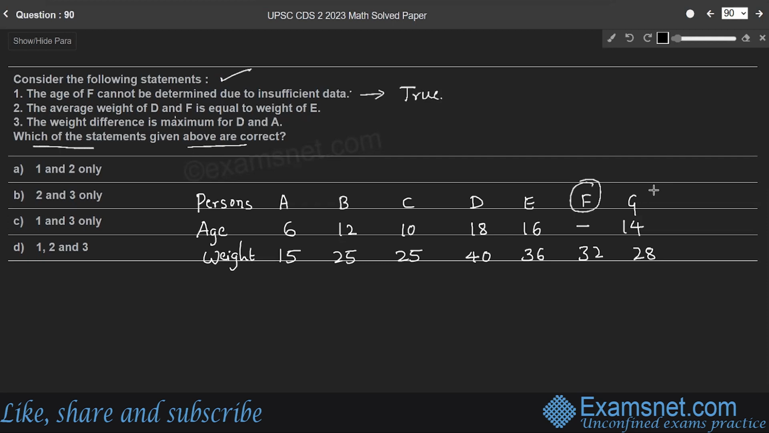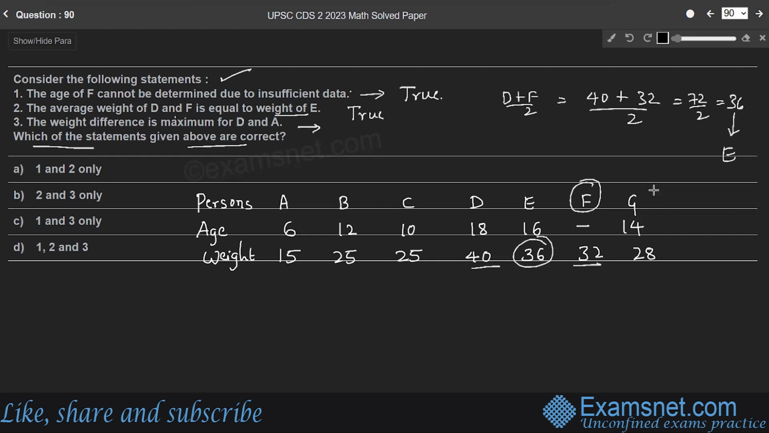The second statement says the average weight of D and F is equal to the weight of E. So we consider the average weight of D and F: D plus F by 2. D's weight is 40 kg and F's weight is 32 kg, so 72 by 2 is 36. 36 is the weight of E, so the second statement is true.